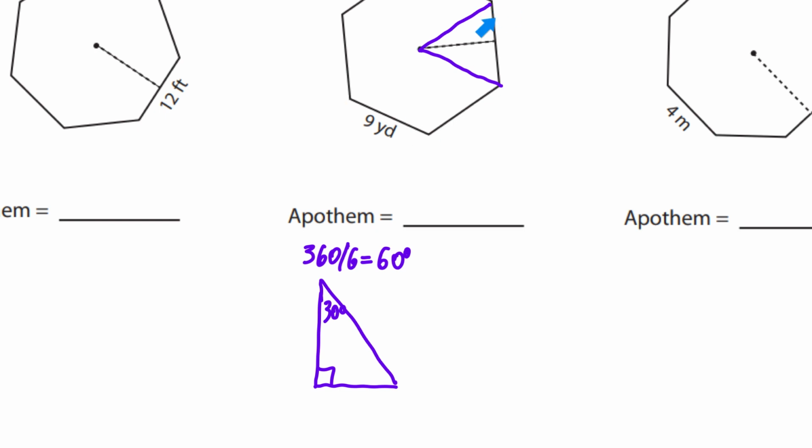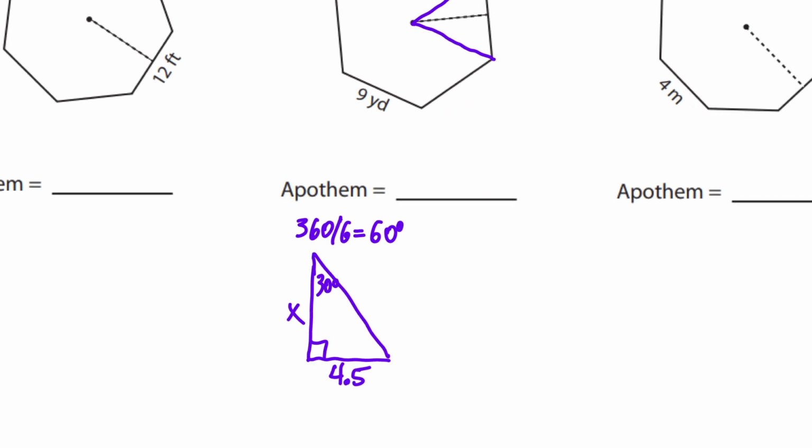Now, if this whole side is 9, how far is it going to be from here to here? It's going to be 4.5. And this is what we're looking for. Now, you could use 30, 60, 90 rules here. That's good that you're thinking about that. So going from here to here, you could just multiply by the square root of 3. But let's go ahead and just use trig, because that's pretty much what you're going to be using on these. So it's going to set up the same way.